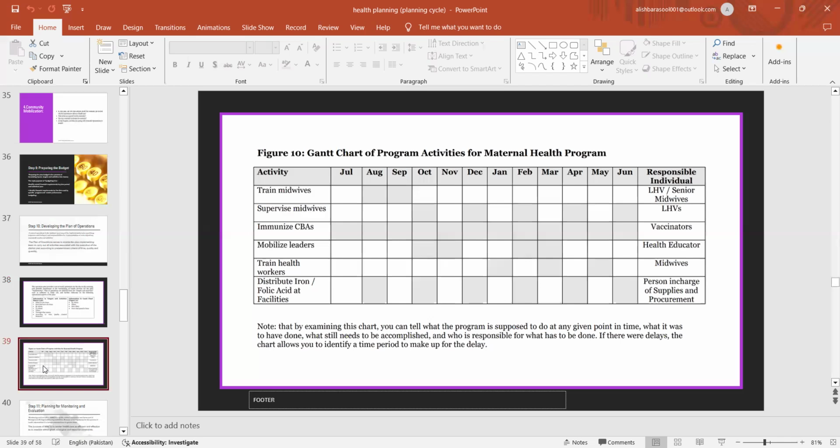over what. This is the Gantt chart that is shown. By examining this chart, you can tell what the program is supposed to do at any given point in time, what it was to have done, and what still needs to be accomplished, who is responsible for what has to be done. If there were delays, the chart allows you to identify a time period to make up for the delay.